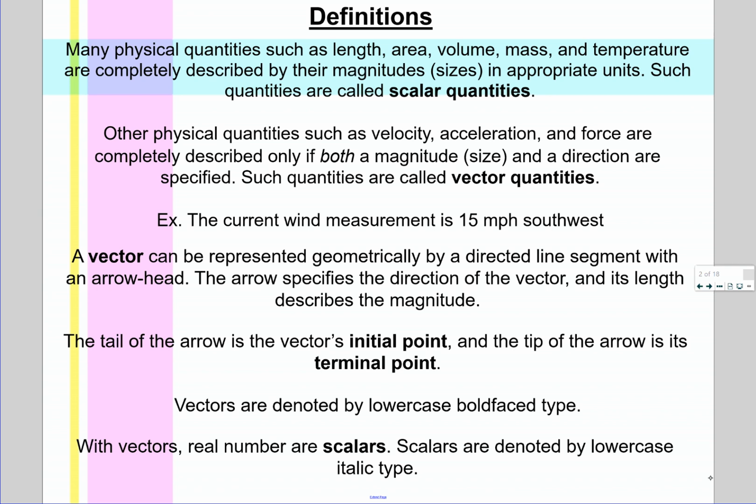Okay, so a common example is wind. Wind has, in this example, 15 miles per hour. That's the strength, the number quantity. And then you also have southwest, and that's the directional piece that goes along with it.